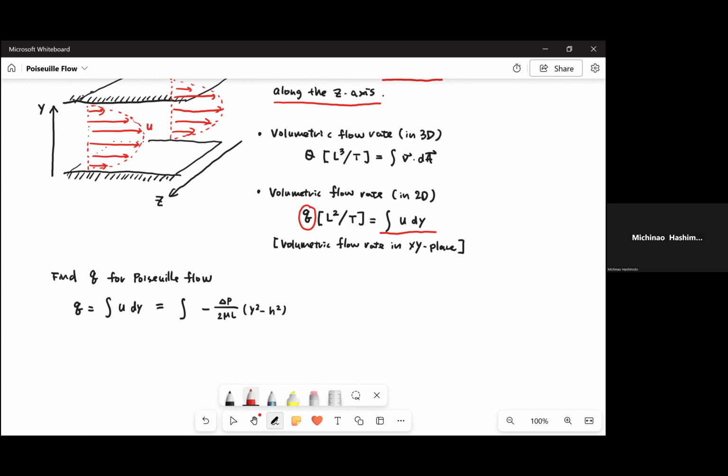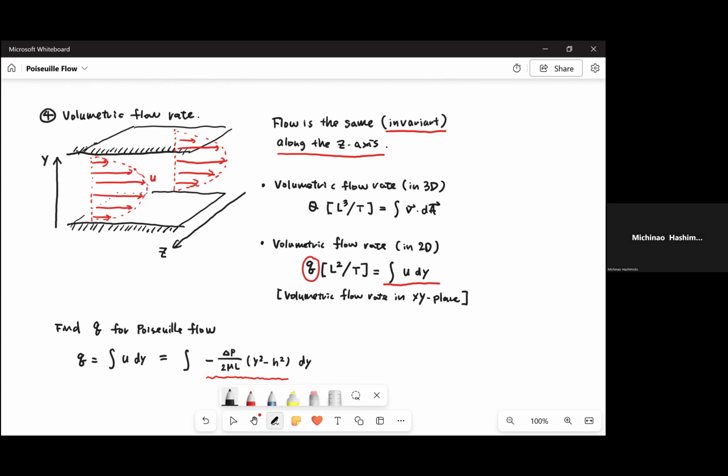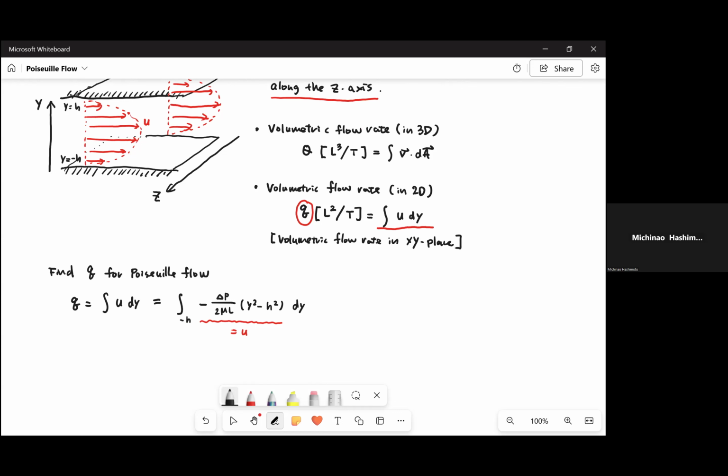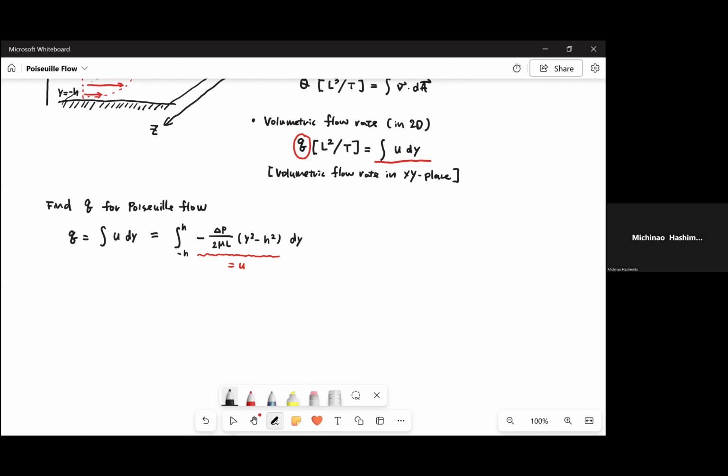This part is u, okay? This part is dQ equals to u, and then we are going to integrate this across y. If you remember the coordinate we discussed here, this part is y equals to h, and this part is y equals to minus h. So integration goes from minus h to h, right?